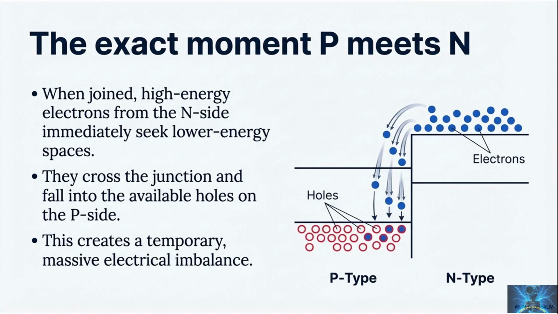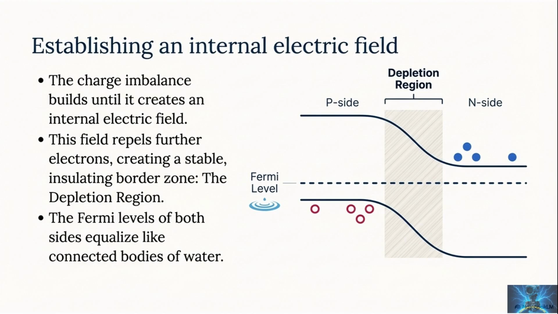The exact moment P meets N, when P-type and N-type materials are joined, electrons on the N side start out at higher energy. Those electrons immediately seek lower energy spaces across the junction. They cross into the P side and recombine with available holes. That sudden diffusion creates a temporary, massive electrical imbalance near the boundary. This is the birth of the junction behavior that makes diodes one-way devices, establishing an internal electric field.